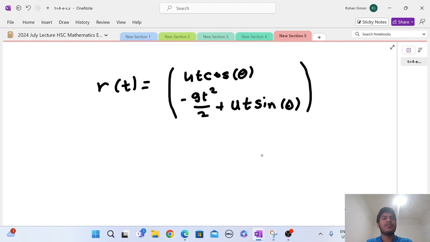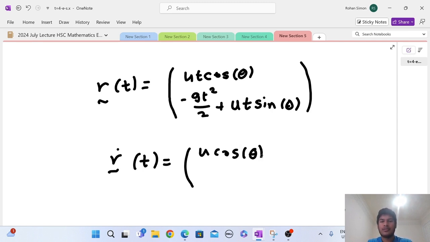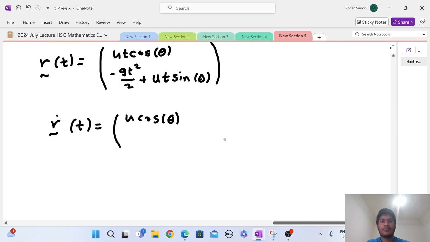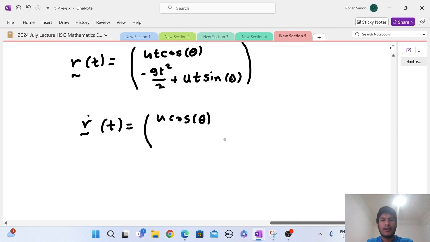And so our velocity vector expression, r dot of t, is just going to be the time derivative of the x and y components. So we get u cos theta, minus gt plus u sine theta.